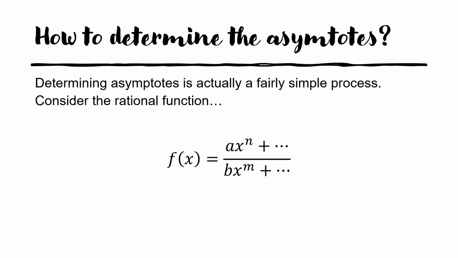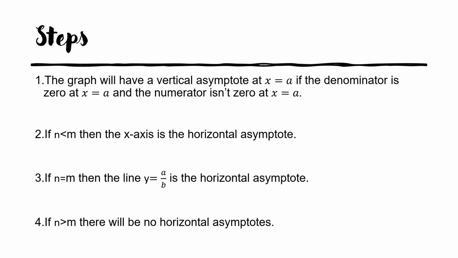Now, how do we determine the asymptotes? Determining asymptotes is actually a fairly simple process. Consider the rational function. So we have here the function. Take a look at the m and n. We will be basing our solutions on those exponents.